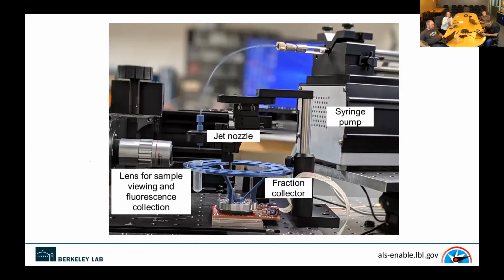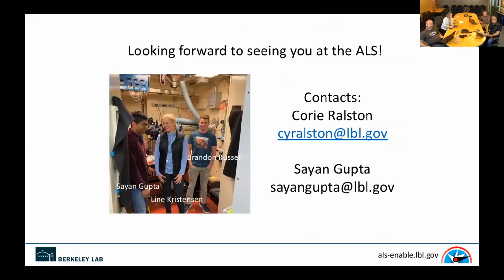This is our setup at the beamline. We have a syringe pump to deliver sample past the X-ray beam, and we can use a jet, or we can have sample flow through a capillary. We have a lens for looking at your sample and also collecting fluorescence from the sample if you're interested in collecting that at the same time as collecting your footprinting data. So that was a whirlwind introduction to footprinting.